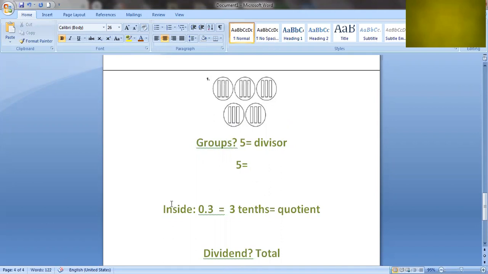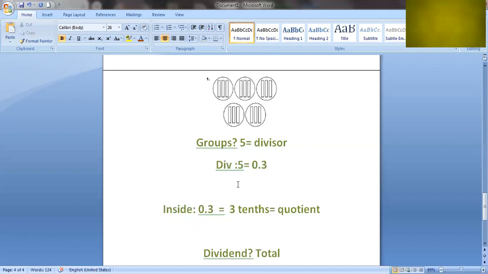Then, what do you see inside, which is the quotient? 3 bars, and each bar is 1/10. 3 bars is 3/10. How do you write 3/10? 0.3. Now you need to find the dividend. Remember, the dividend is here. How can you get the dividend? You multiply this 0.3 quotient times this number here, and you get the dividend.